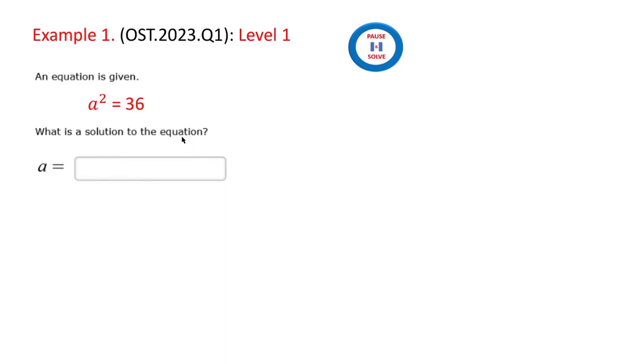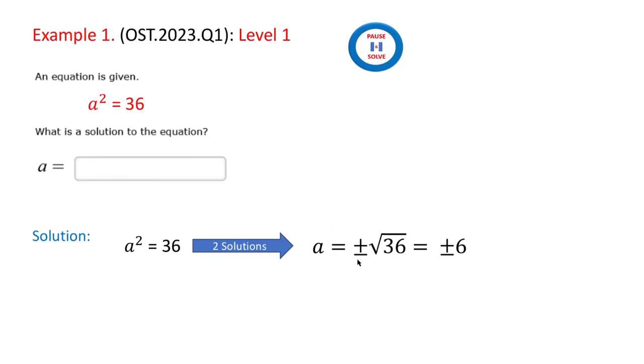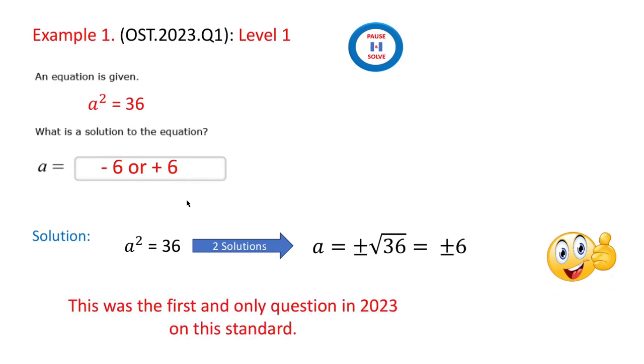They're expecting you to find a solution. So now you just put a squared is equal to 36. Actually, you get two solutions. A is plus or minus the square root of 36, which is plus or minus 6. So you can answer minus 6 or 6, or you can put the two of them together. You will get a full mark. This was the first and only question in 2023 on this standard.